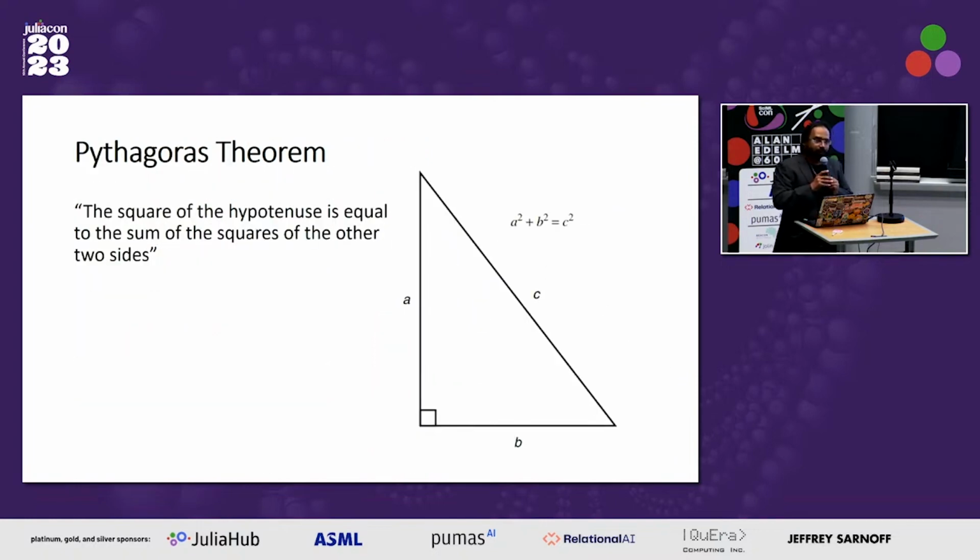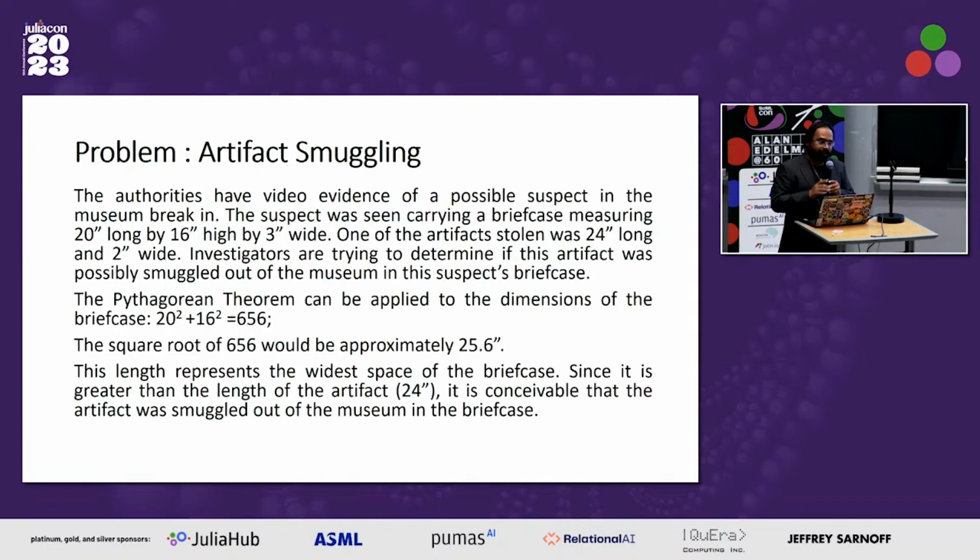The next is the Pythagoras theorem, which is very famous, right? So all of you know it. So the square of the hypotenuse is equal to the sum of the squares of the other two sides. So that is a square plus b square is equal to c square. So let's see how it can be used. So it can be used to detect artifact smuggling. For example, the authorities have video evidence of a possible suspect in a museum break-in. So the suspect was seen carrying a briefcase measuring 20-inch long by 16-inch high by 3-inch wide.